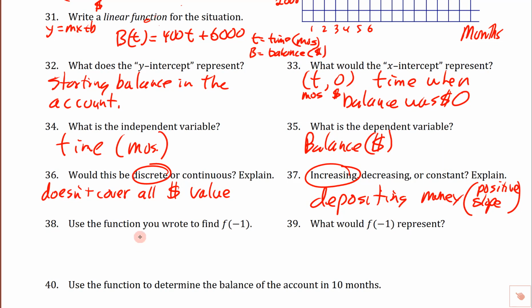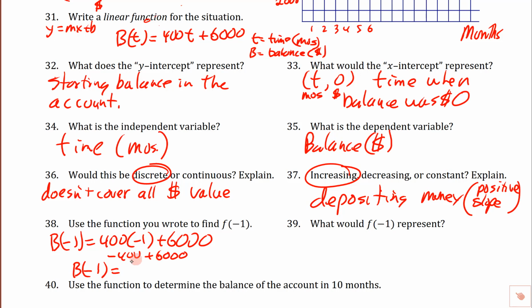Okay, and then it says use the function that you wrote to find f of -1. So we're going to find b of -1. So b of -1 is equal to 400 times -1, using this function right here. We're replacing wherever there's a t or an x with -1, and then plus 6,000. So what we end up with is -400 plus 6,000. So we get b of -1 is equal to 5,600. So we'll go ahead and circle that.